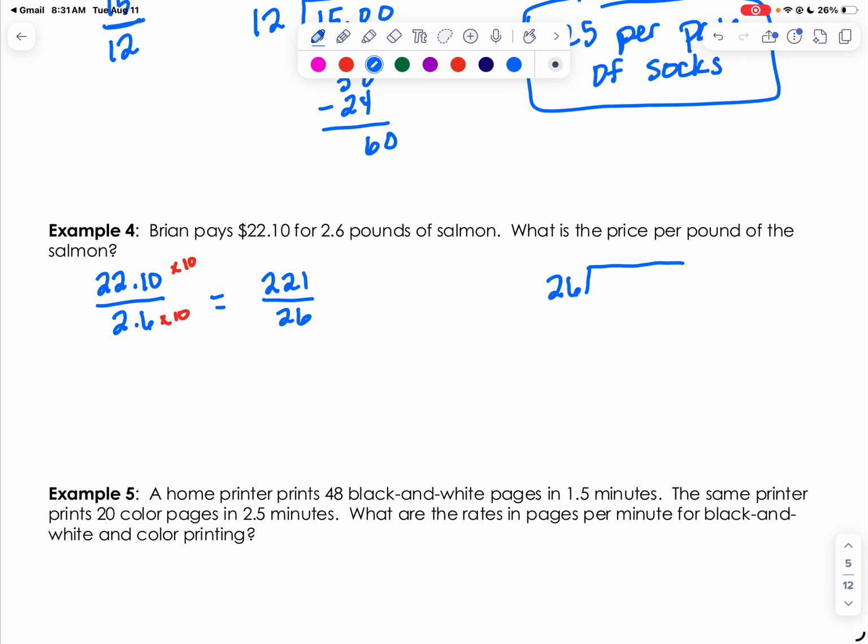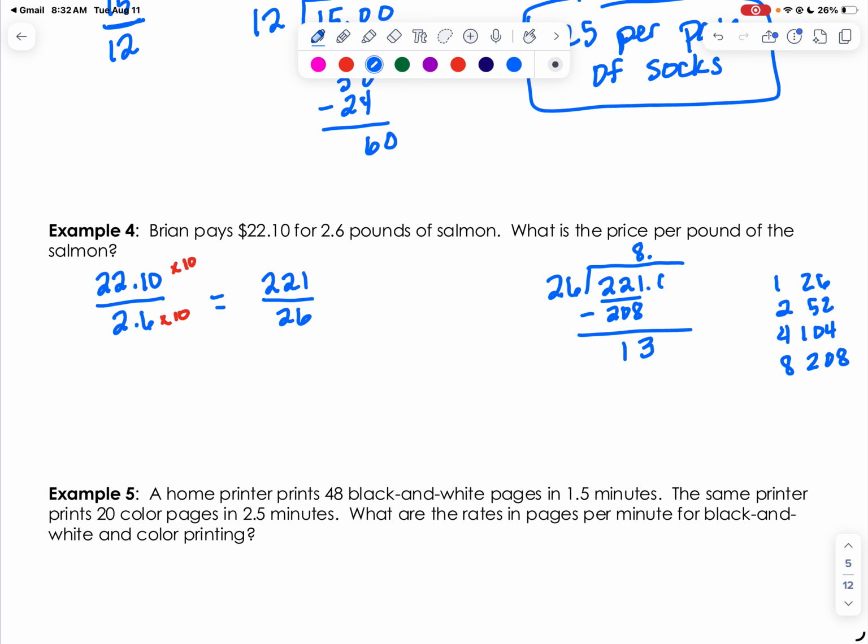So 26 goes into 221. So I'm going to make a little ratio table here. 1 times 26 is 26. If I double that, I get 52. I'm trying to figure out how many times 26 will go into 221. If I double that again, I get 104. If I double it again, I get 208. I better not go any further. Let's say 26 goes into 221 8 times. So 8 times 26 is 208. If I subtract, I get 13.